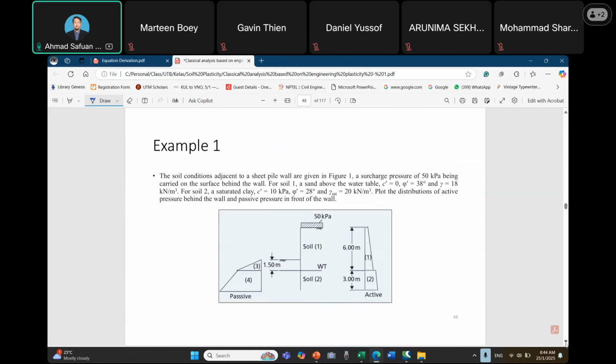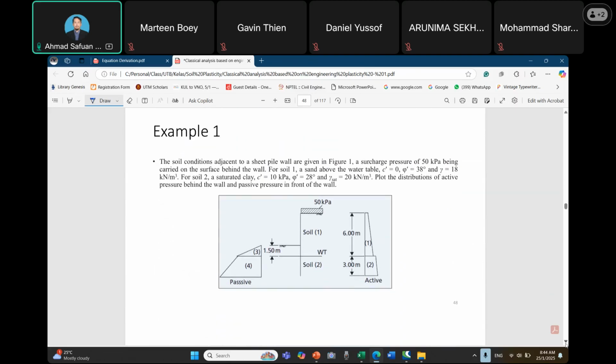Now we look at the first example. Let me share the solutions first for this example. Stop first.